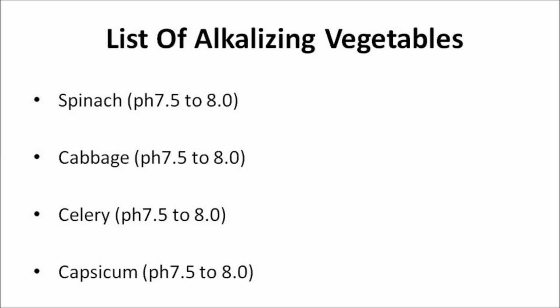Celery is a very low alkaline forming food. Its moderate alkaline level has a pH of 7.5 to 8.0, and it elevates acid food 5.0 in the alkaline direction. Capsicum or bell peppers. Low alkaline forming food with a moderate alkaline pH level of 7.5 to 8.0. It's a good substitute for coca, and it's mineral rich.